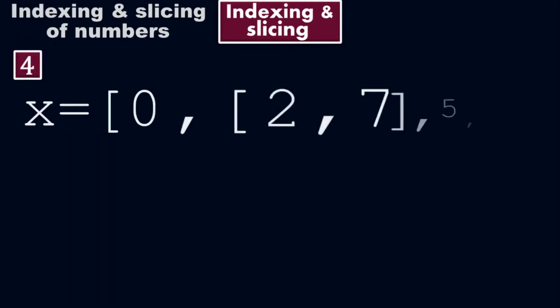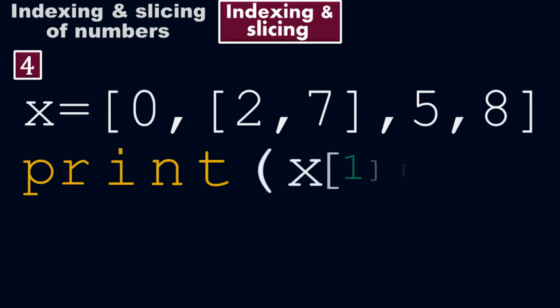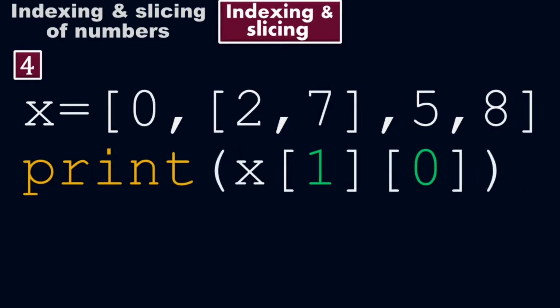Example number 4. x = [0, [2, 7], 5, 8]. print(x[1][0]), which returns 2. Look at here, it is a bit technical. I have x equals to 0, 2, 7 inside the bracket, 5, 8. There is a list within the list.